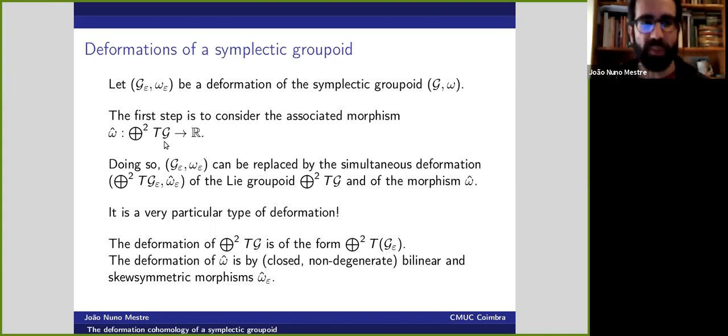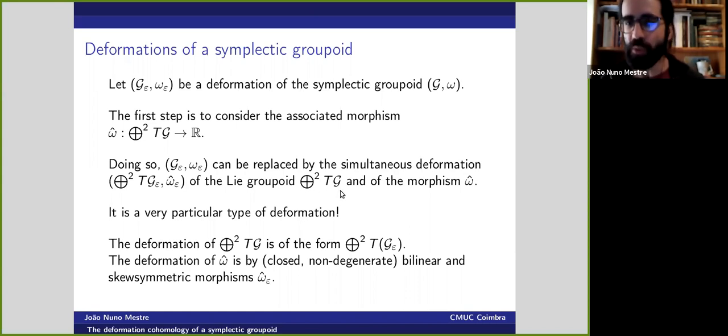We'll get into it later, but the first thing that we do is to switch our viewpoint a little bit, and we'll consider this associated map that takes the contraction of tangent vectors, so that this deformation of a symplectic groupoid can be replaced by a different deformation, a simultaneous deformation of these Lie groupoids, TG plus TG.